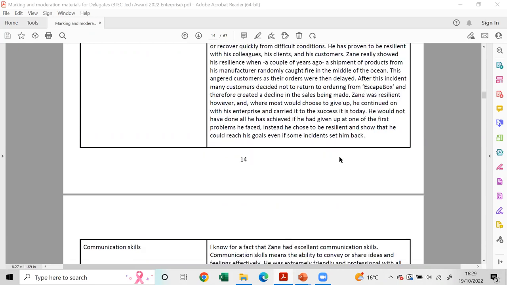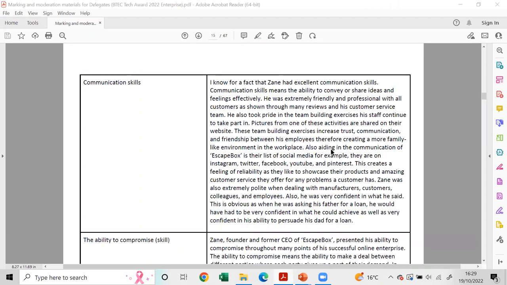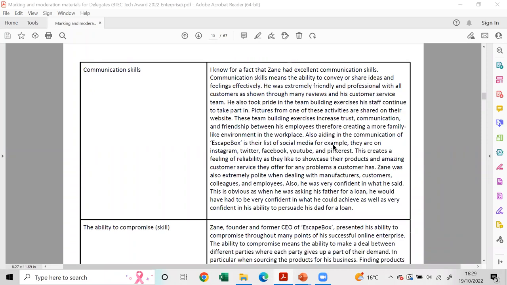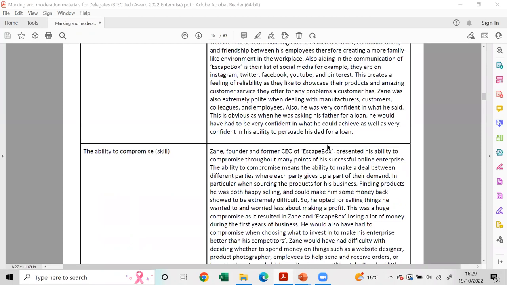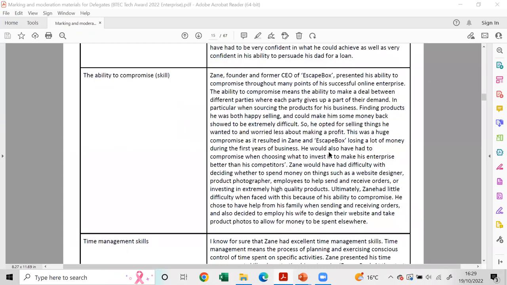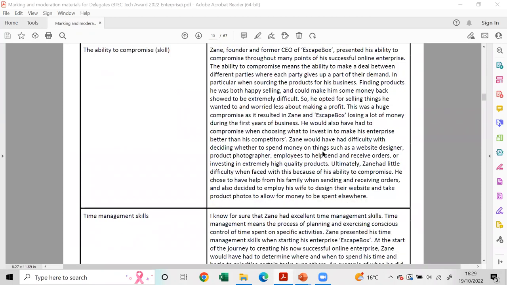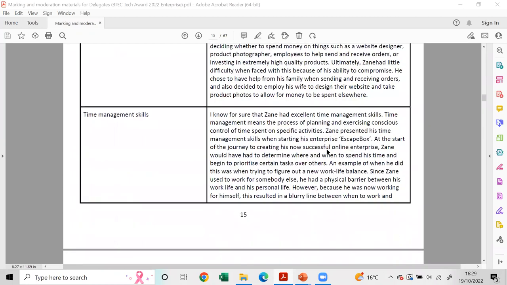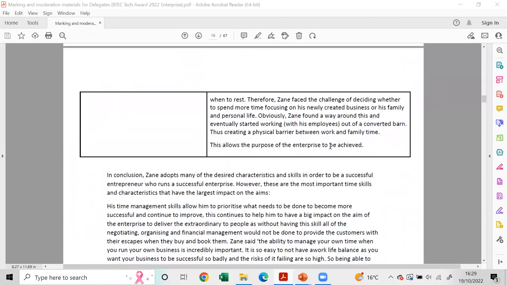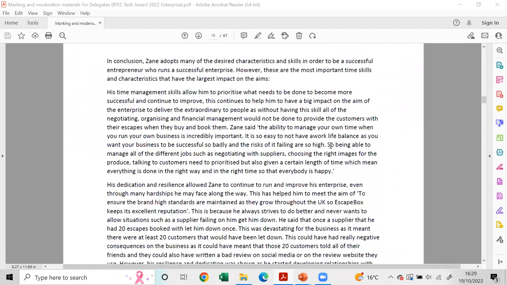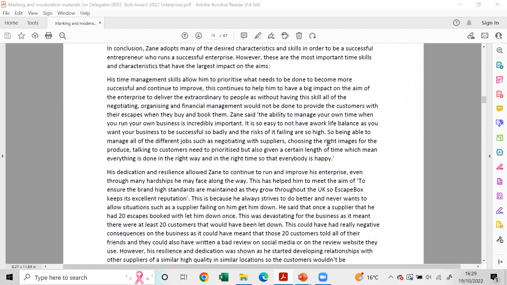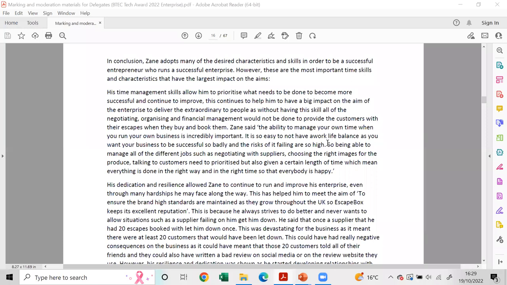Okay. Then they've looked at their communication skills, given a judgment of what they think are their communication skills. How is this important? Why does it link to this enterprise? Is it in context? It is. There's a lot of detail here. They've looked at the ability to compromise, again, very detailed, and so on, time management skills and so on. I could carry on.